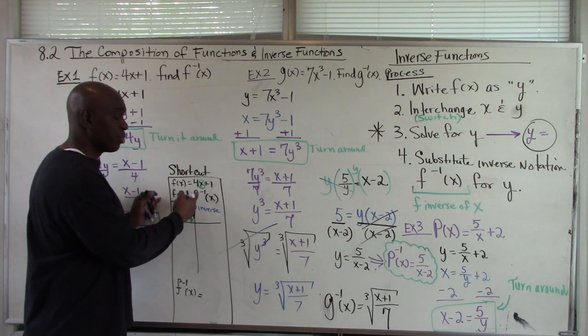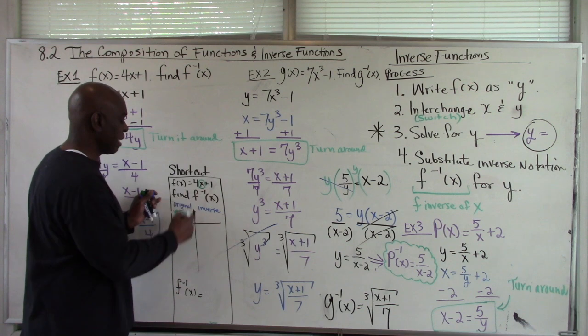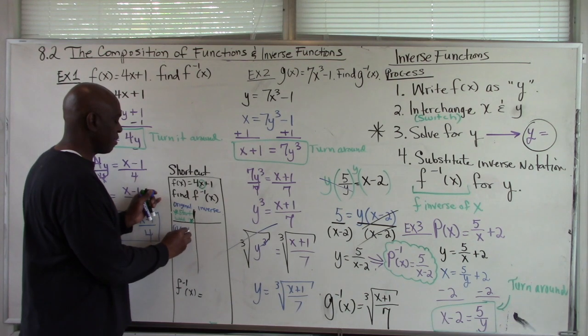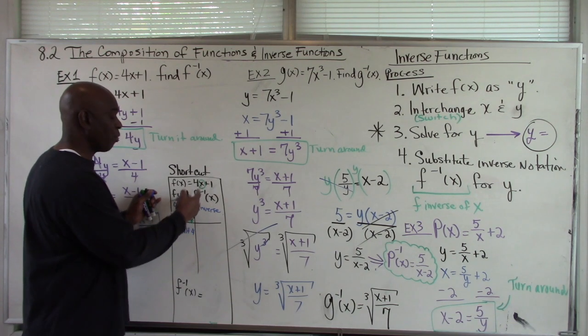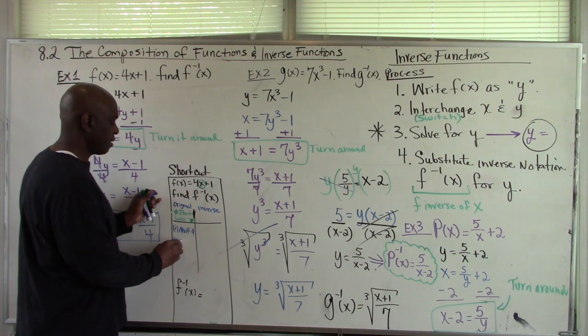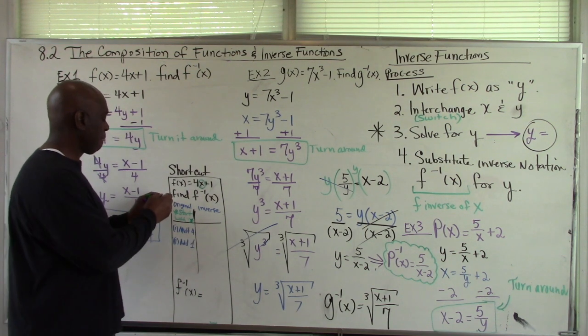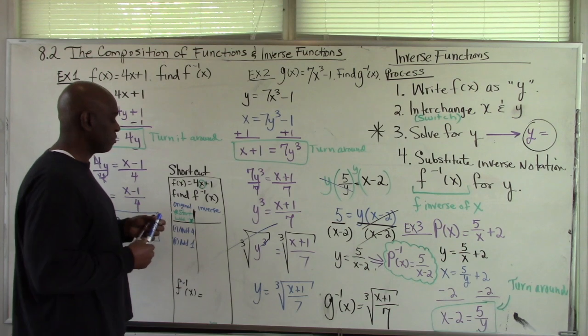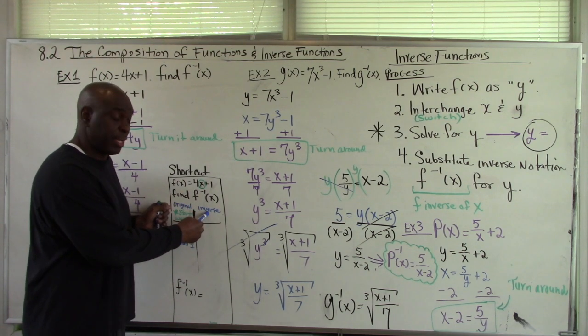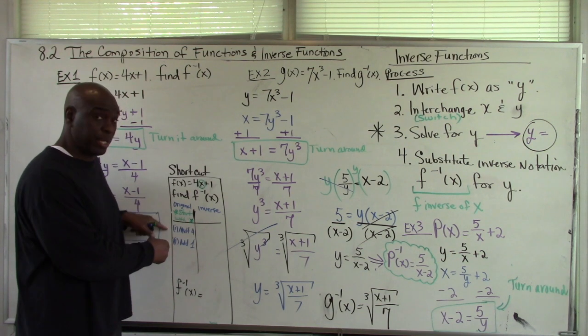So in the original, X is being multiplied by 4. You see that? The first thing that's happening to X is being multiplied by 4. And then the second thing that's happening to X, you are adding 1. And so the inverse is going to be the opposite of what's happening right here.